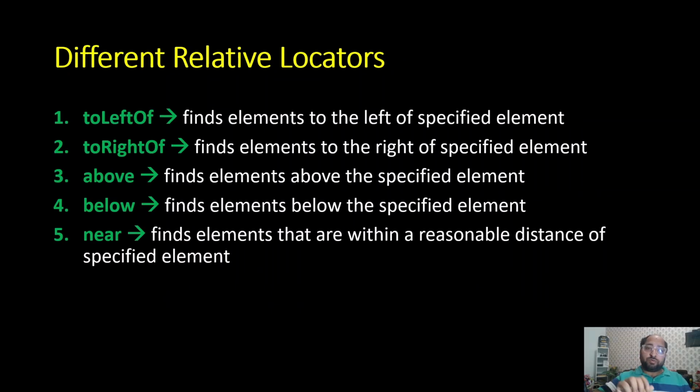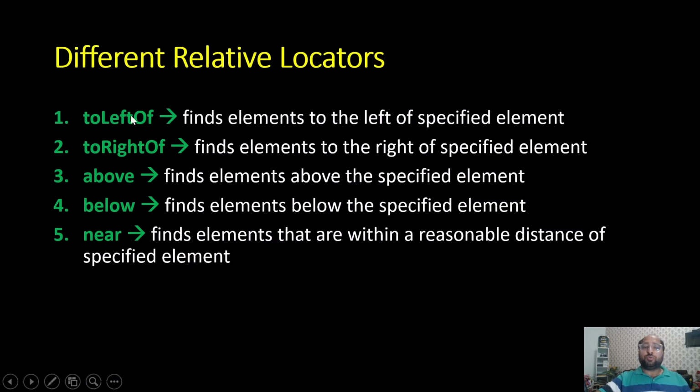There are five types of relative locators Selenium 4 has provided: toLeftOf, toRightOf, above, below, and near. So let us try to understand them one by one. What does toLeftOf mean? It will help locate the element to the left of the specified element. The specified element is nothing but a reference element that we are able to locate. So we will locate that reference element, and using that reference element, we will try to locate one element to the left of this particular web element, right?